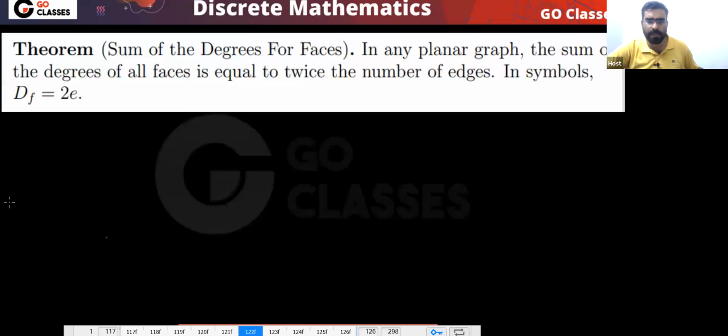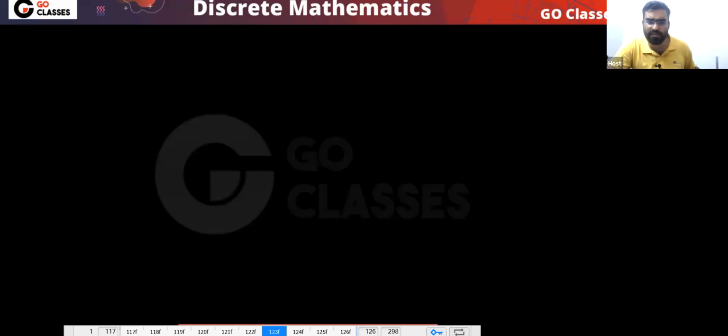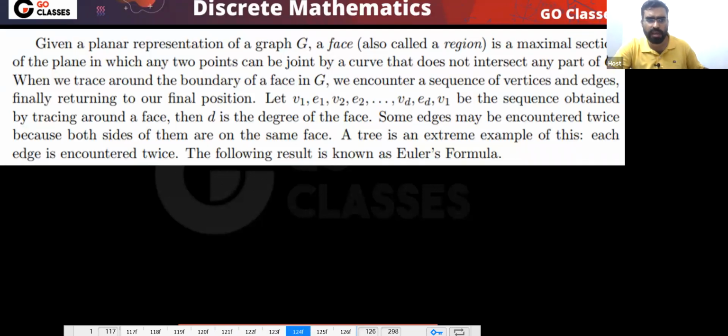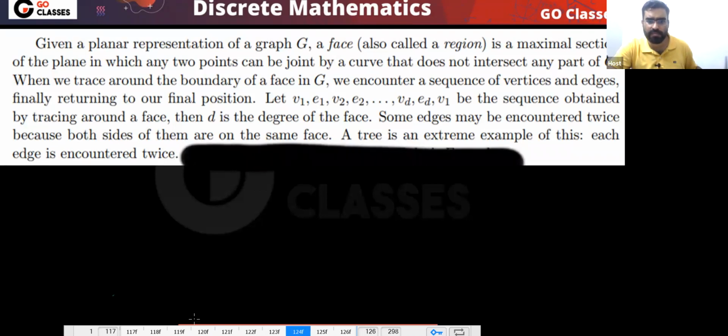The next thing is this. You can notice the total degree of faces, the summation of degree of all the faces. The total degree of faces is equal to twice the number of edges, because every edge will contribute a value of 2 in the total degree of faces.